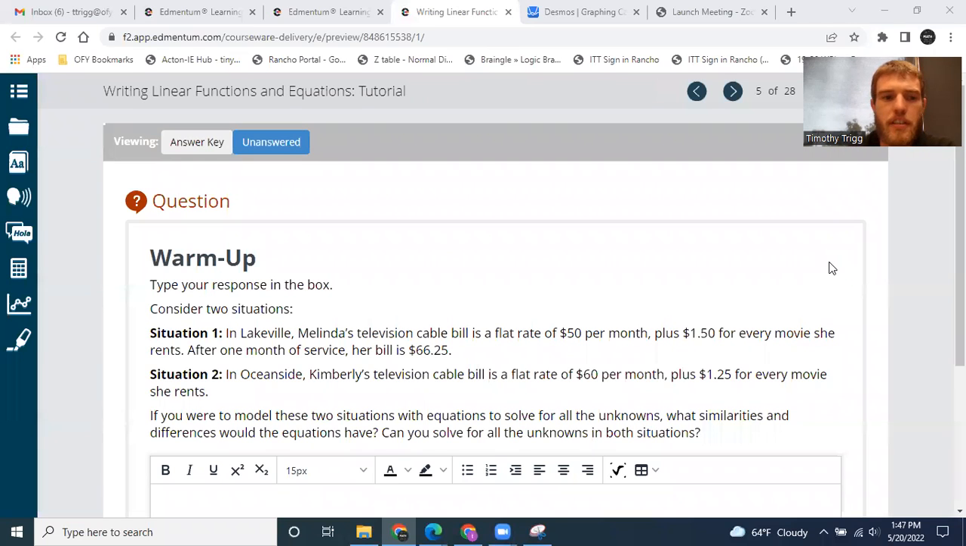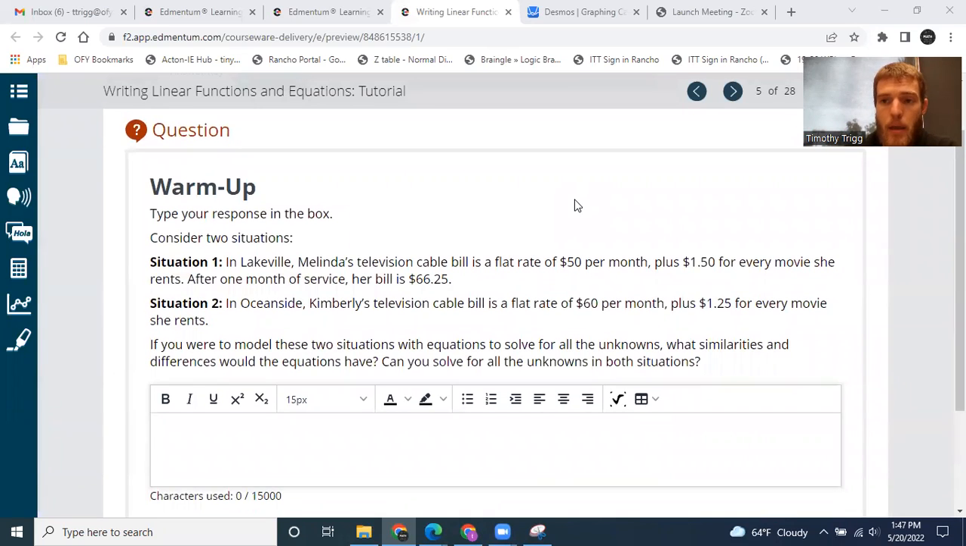Hello, math students. Today we're going to be going over a lesson from writing linear functions and equations. We're going to be doing the tutorial, the practice, and the mastery test. So go ahead and write down everything I write, do everything I do, follow along closely, and I promise it'll make a lot more sense that way.